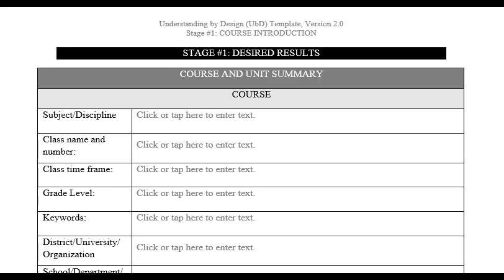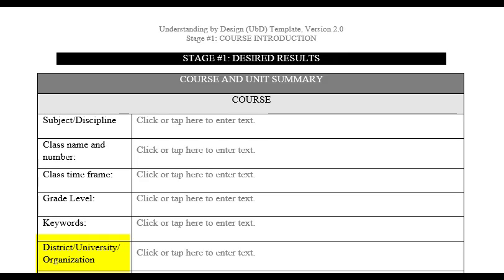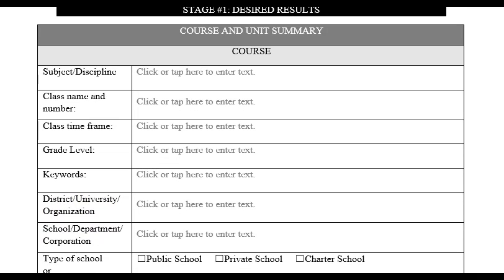As you can see here at the beginning of Stage 1, a lot of the information that we're going to be filling in is just basic information about our particular classes. For example, the first line we have is what is our subject and discipline? What is our class name and number? What is the class time frame? What is our grade level? Any keywords involved around our class? What type of district, university, or organization do we work for? What type of school department or corporation?